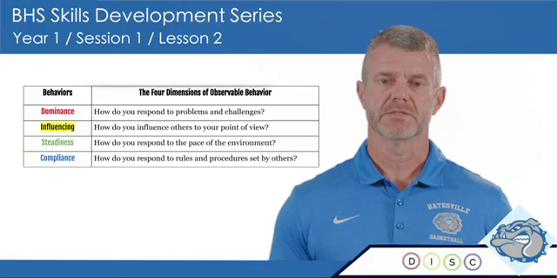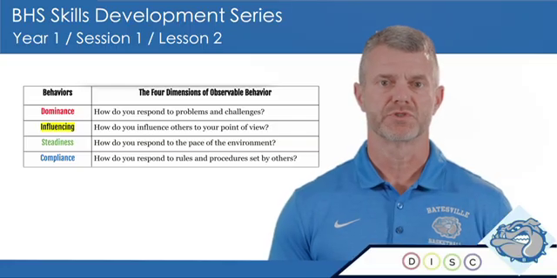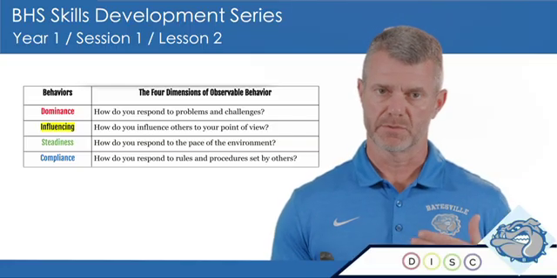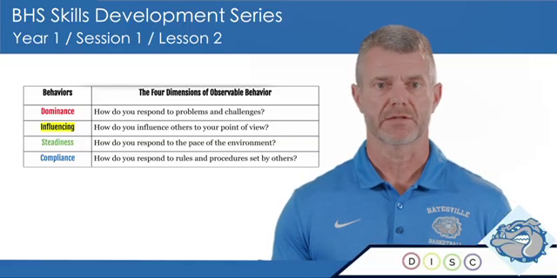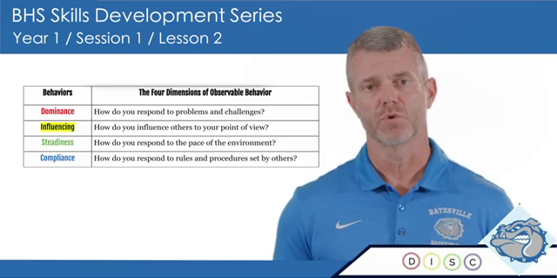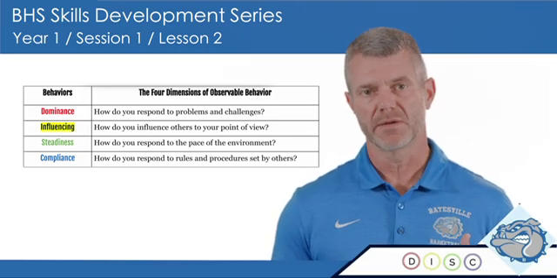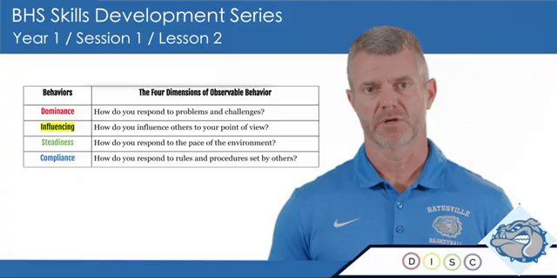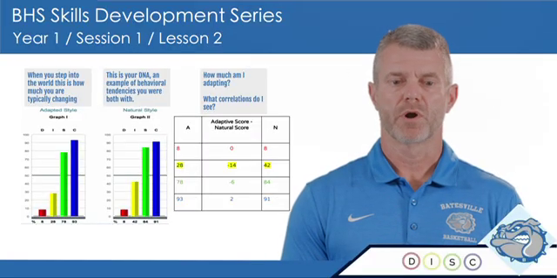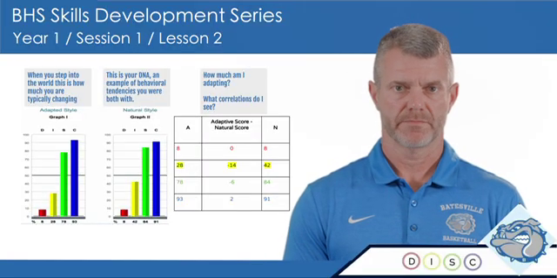The last one is the compliance. How do you respond often to rules and procedures established by others? Again, there's some adaptability in here based upon how you might act at home versus in a work environment or school, but how do you typically respond based upon your compliance score? Let's look in your report with a natural and adapted graph.